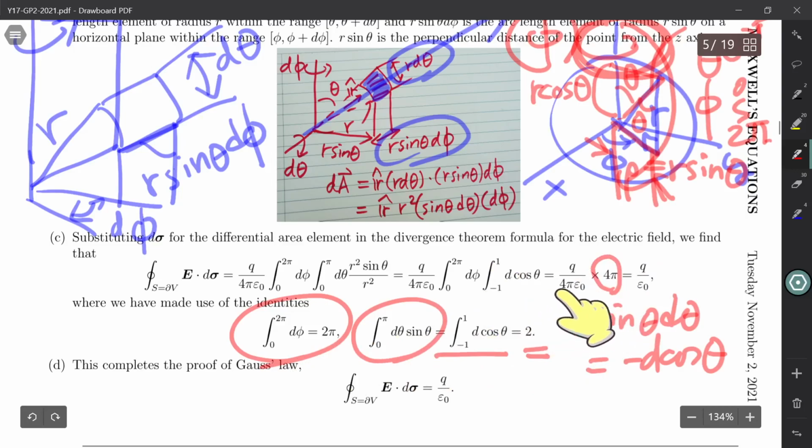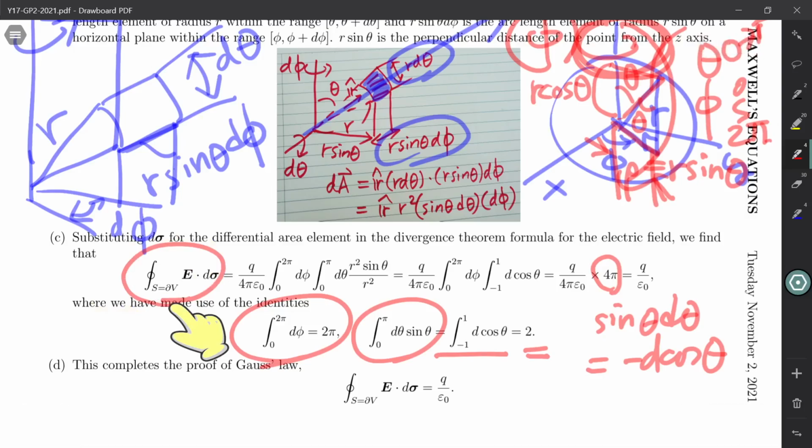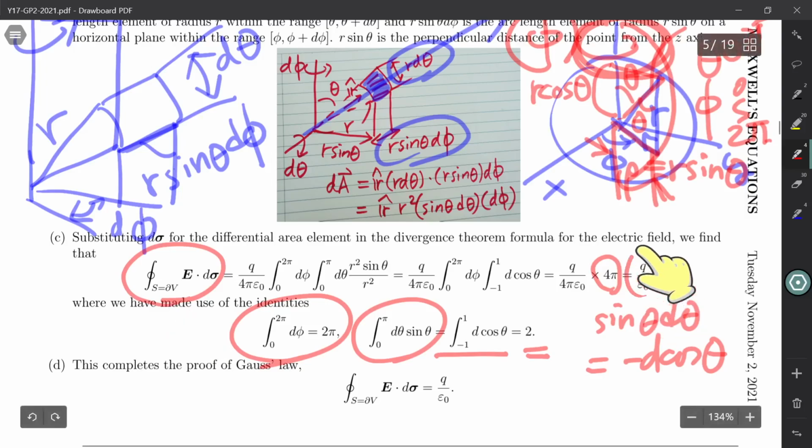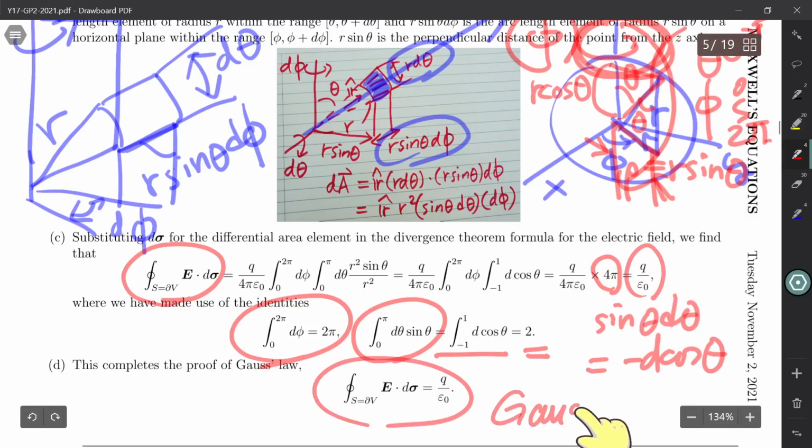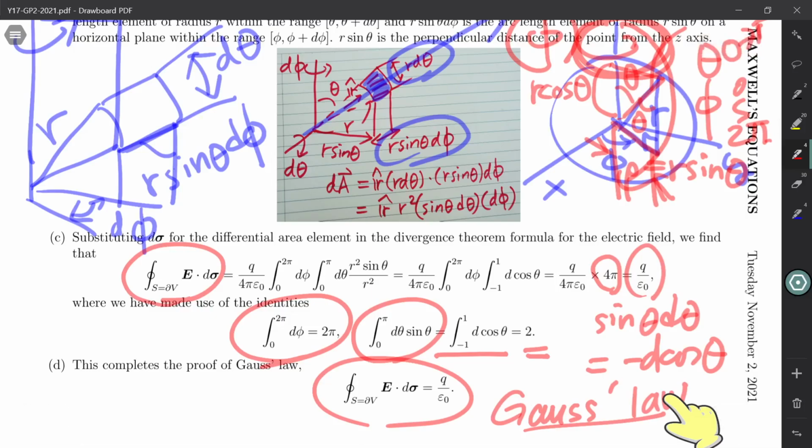The 4 pi cancels, and this surface integral over a closed surface, the sphere of radius r centered at the origin, is Q over epsilon 0. That is the Gauss law. So Gauss law is proved by making use of the divergence theorem.